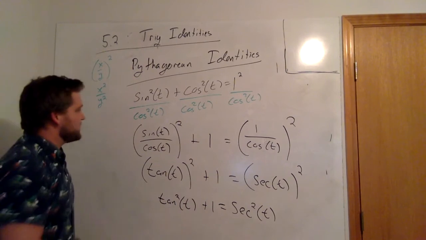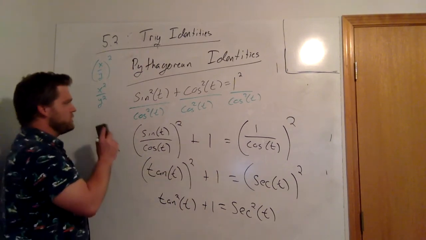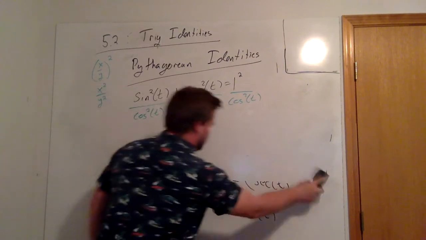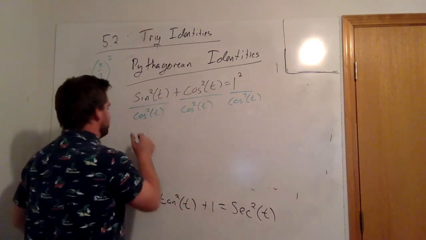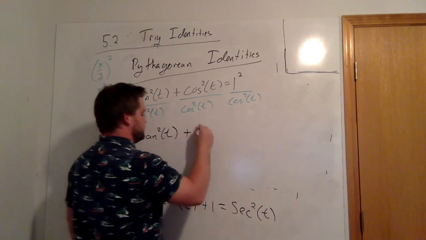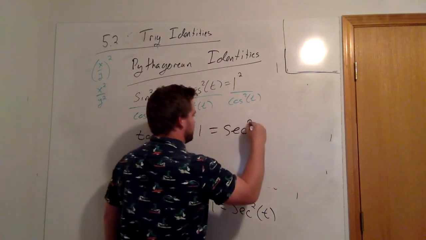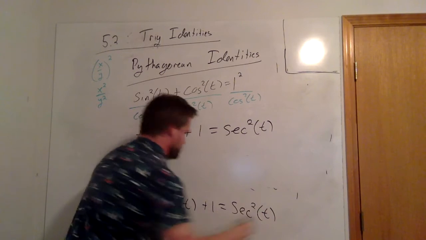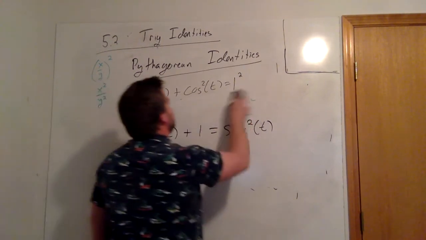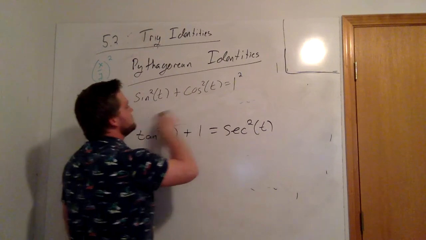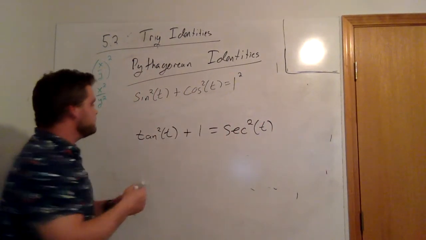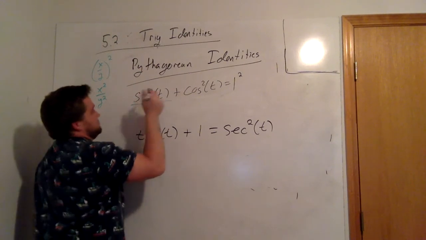Okay, let's do the next one. I'll write them all up here in just a second, but I want to derive one more. So why don't I just write this up right here? What we have is that tangent squared of t plus 1 is secant squared of t. Okay, how am I going to get the other Pythagorean identity? Well, instead of dividing both sides by what we did last time, cosine squared, how about we divide both sides by sine squared?